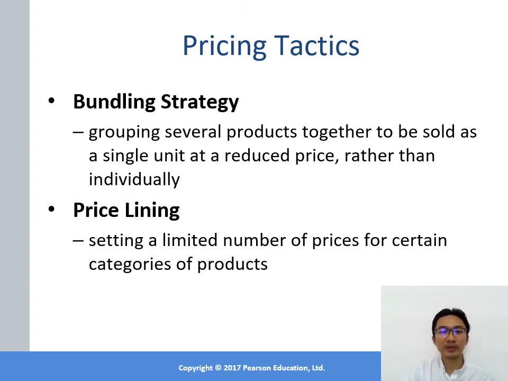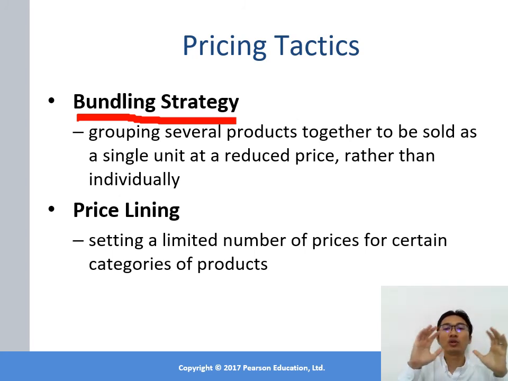Now we focus on pricing tactics. There are three pricing tactics that we are going to cover today. The first pricing tactic is actually the bundling strategy. In a bundling strategy, they group several products together to be sold as a single unit rather than individually. Suppose you have two insurance policies with different companies. One for life insurance and another one for auto or car insurance. You may benefit from bundling. That is, you buy both policies as a package from just one company. That's how the bundling strategy works.